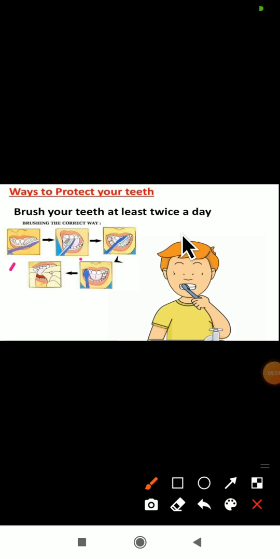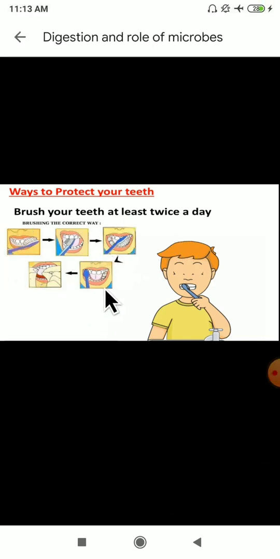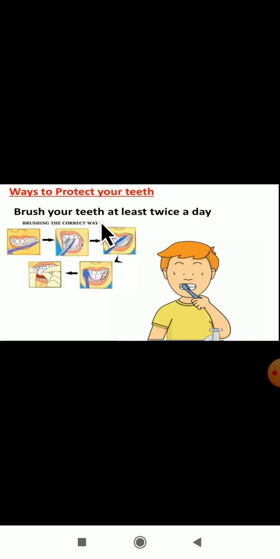Pictures? Yes, all the sides you have to brush your teeth. In this manner you have to brush your teeth. This is the way, brushing the correct way. First you have to brush in this manner, next like this, the next like this, after this the next one. This is the way how you have to brush.